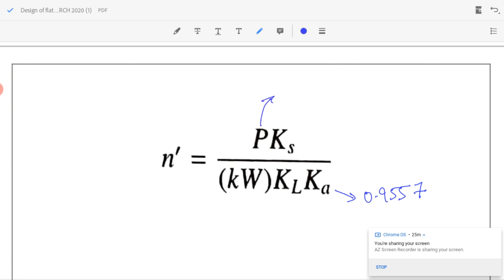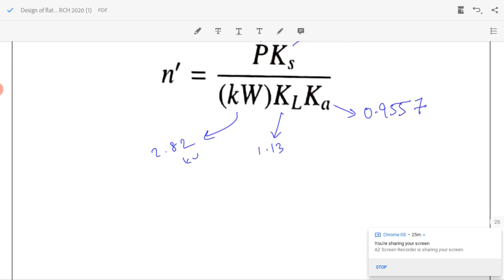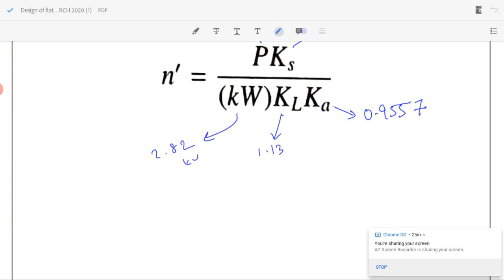Now I have all these values. Power was given in kilowatts, power equal to 10 kilowatts. Ks I have found from the table. For type N, it was equal to 1.4. Kw I have found from the equation, 2.82 kilowatts. And KL equal to 1.13. After substitution, I will get number of belts N dash equal to 4.59. So I will take the next whole number, equal to 5 belts.